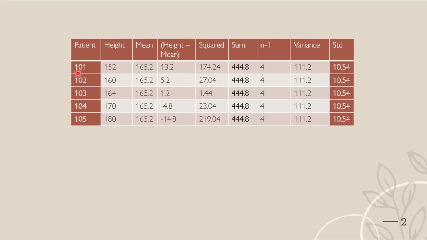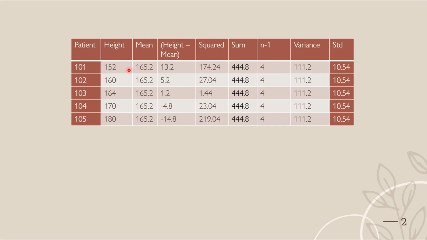I'll show you one example of how we can calculate a standard deviation. Here I'm showing some patient data where height has been collected. How many patients do we have? There are 5. So we are calculating the mean height: if you take the sum of these heights divided by 5, it will give you a mean of 165.2.